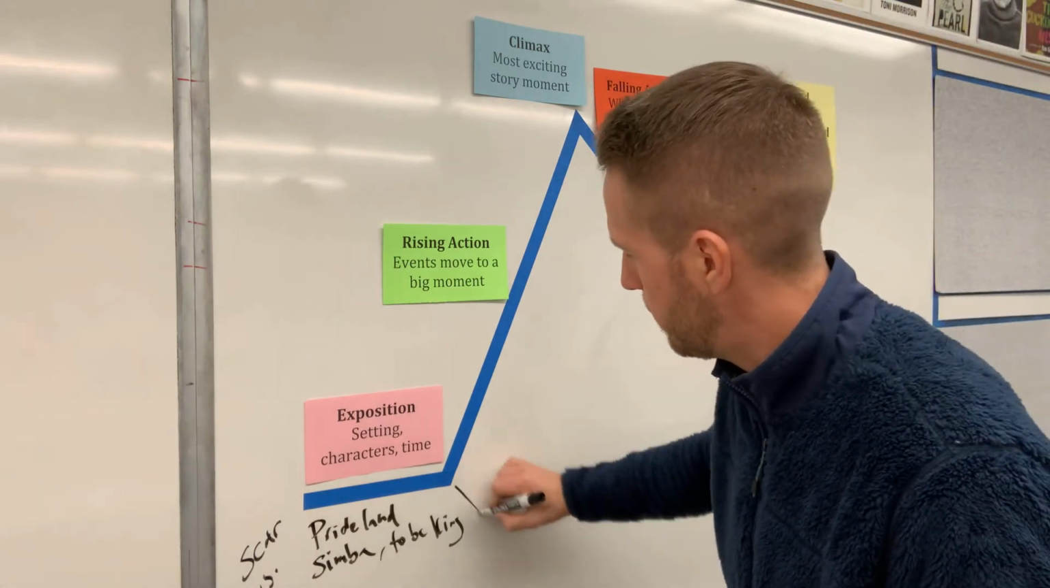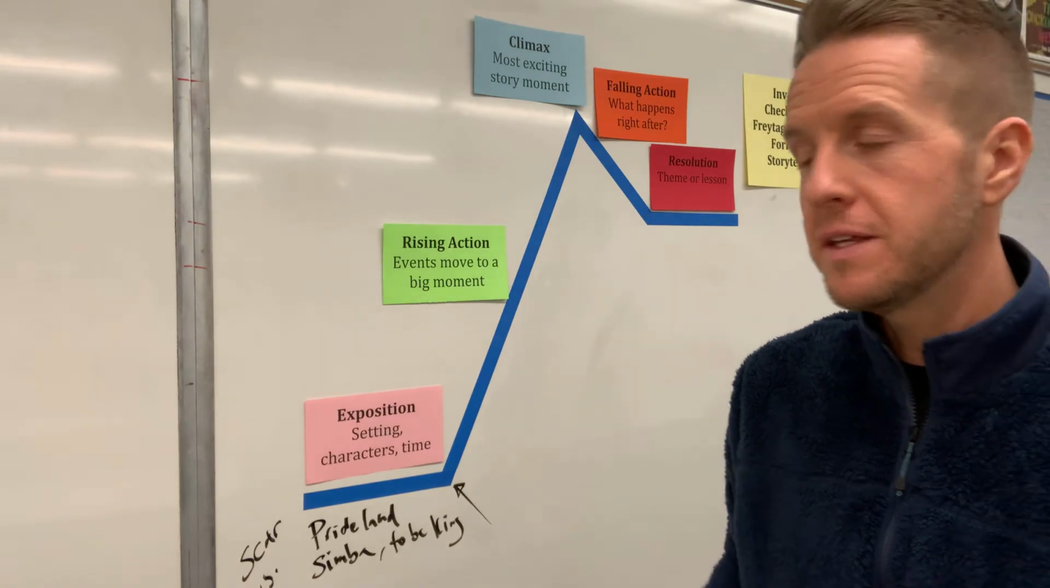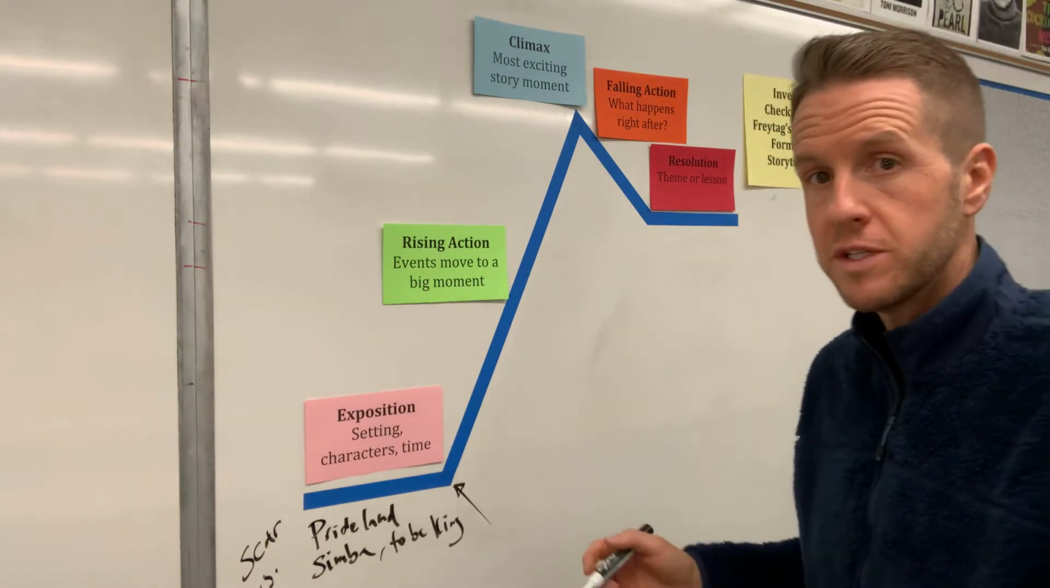And then we have to have some kind of inciting event, okay? The inciting event, I believe in Lion King, is when his father is killed.